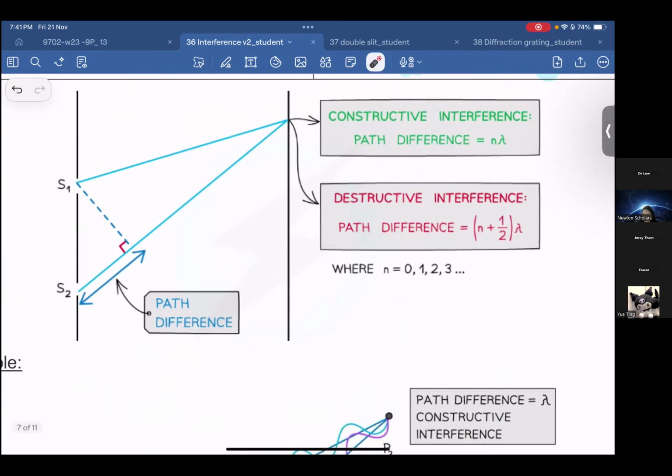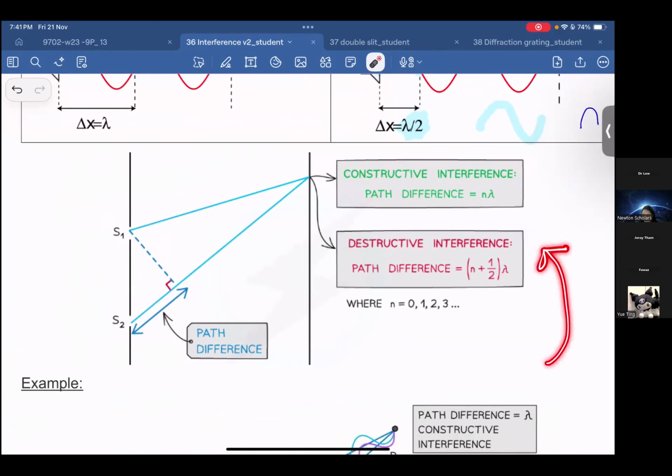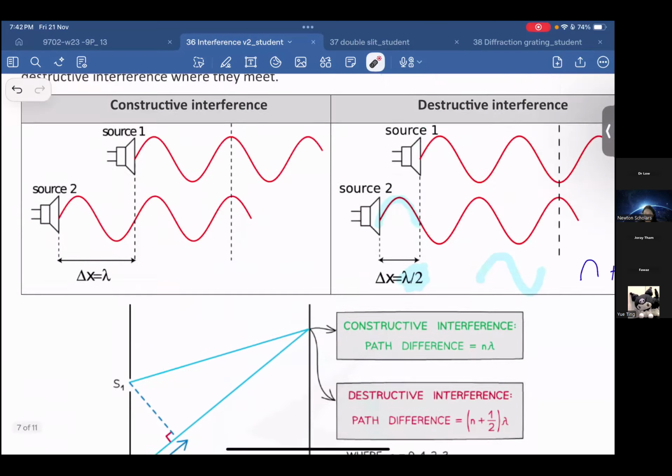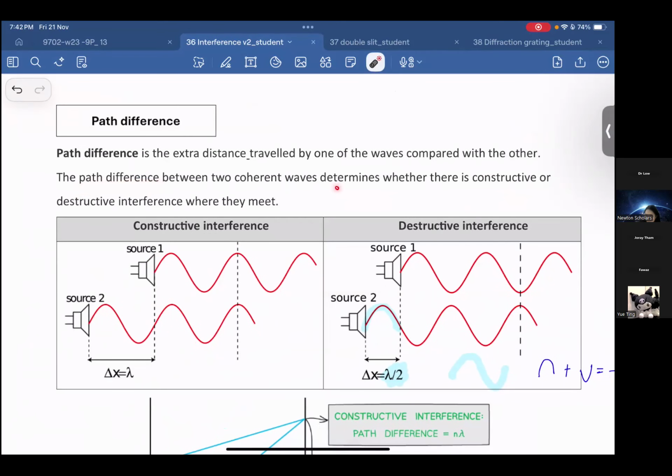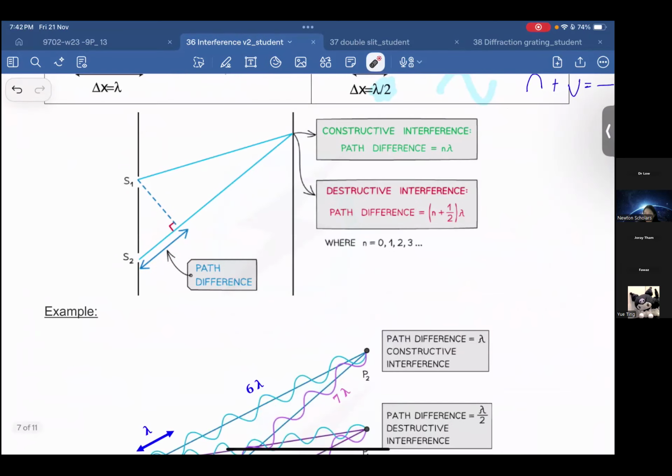Okay, so using the formula here, theoretically, if the path difference is n wavelengths, which can be 1 wavelength, 2 wavelengths, 3 wavelengths, 4 wavelengths, it will be constructive interference. From the path difference, we can determine whether constructive or destructive interference is produced. If you calculate their path difference and find that it is 0.5 wavelength, 1.5 wavelengths, 2.5 wavelengths, a half-number, that means they are producing destructive interference.